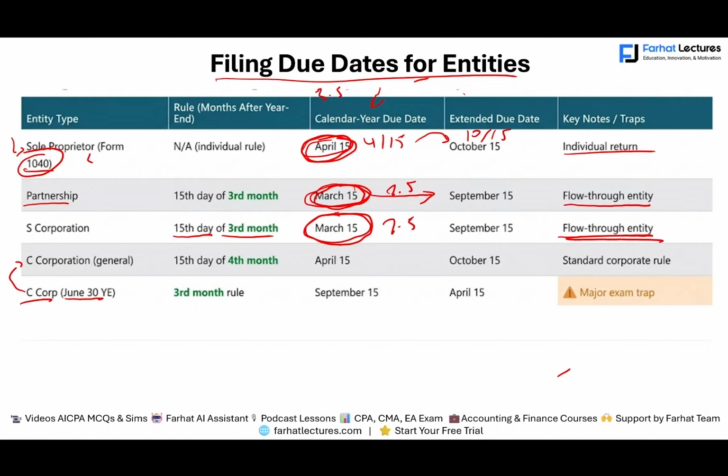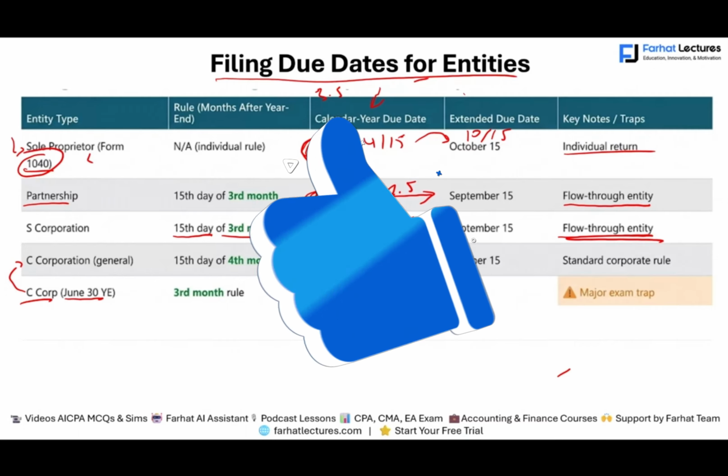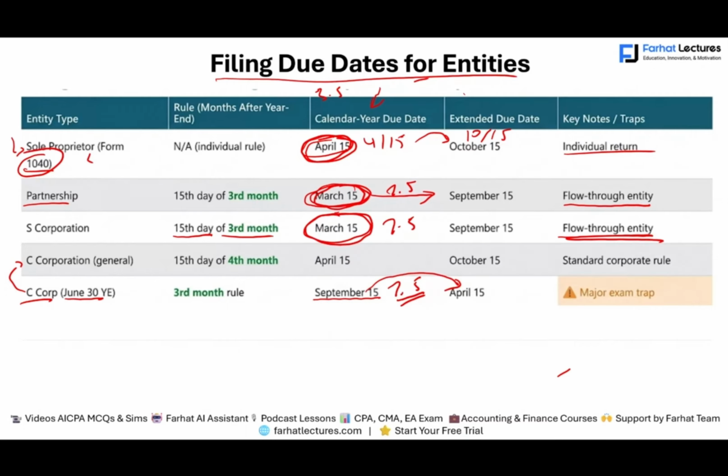Remember, C corporation, we said everything else is equal. They are a separate entity, and the due date is like the individual. If it's June 30th, there's the third month rule. It means the due date is September the 15th. So it means it has 2.5 months. Then they have 7 months to file for an extension. This is a major exam trap, or at least it used to be.